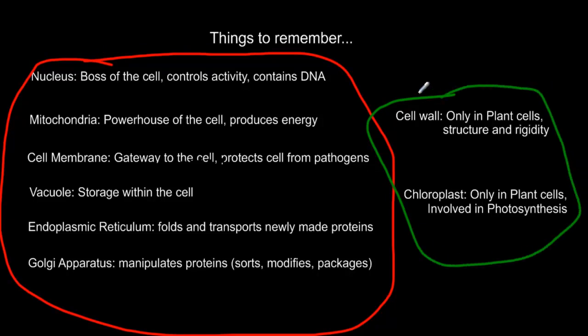Now, we can remember that the cell wall is designed for structure and rigidity. It makes up for the fact that plants don't have any bones. The chloroplast is involved in photosynthesis, which is a very important process, because if we didn't have photosynthesis, we wouldn't have sugar, we wouldn't have plant life, we wouldn't have animal life, we wouldn't have life in general, really.